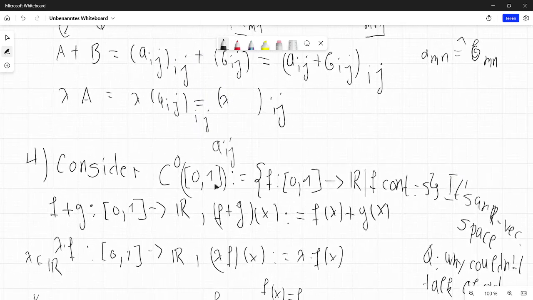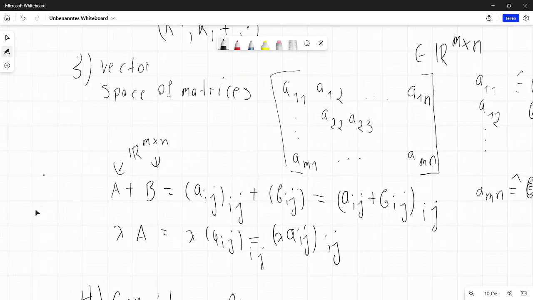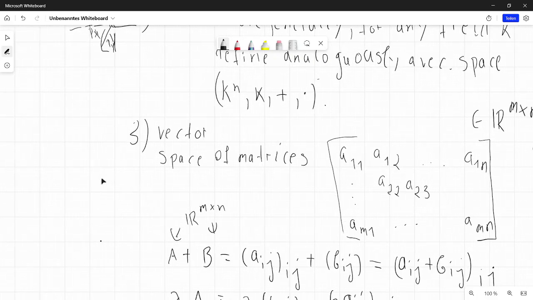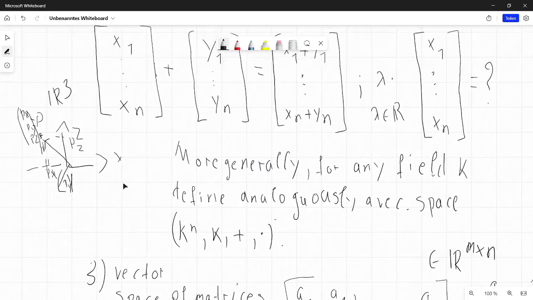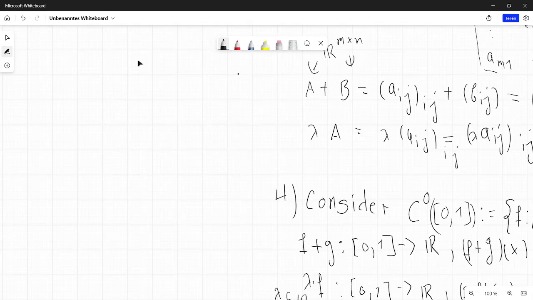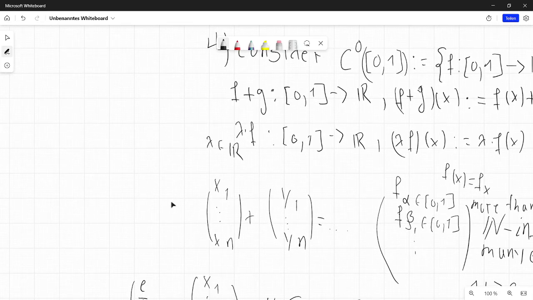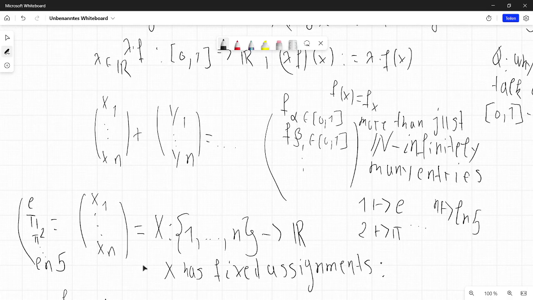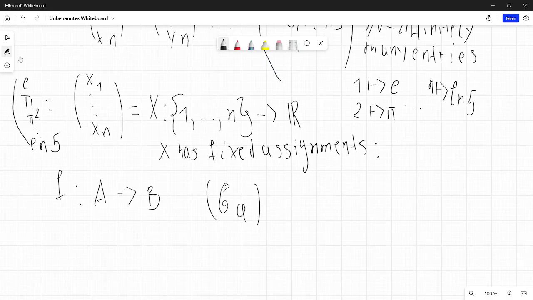Okay, that's nice, right? Well, I think that's it for now. Other vector spaces we'll uncover when we need them. So I will specify them, define them. But yeah, I think that's it for now.